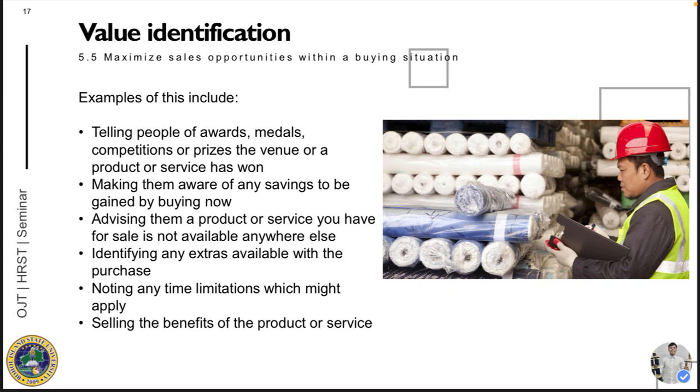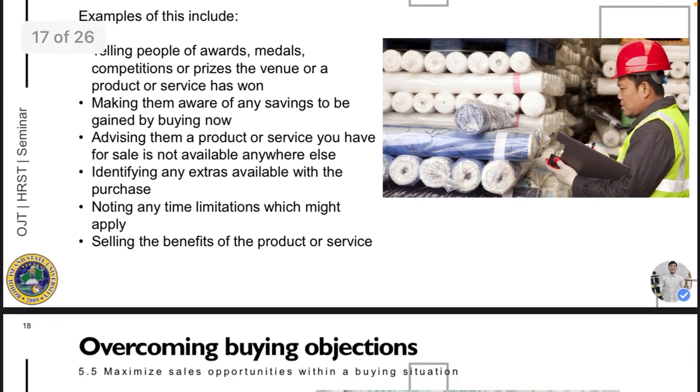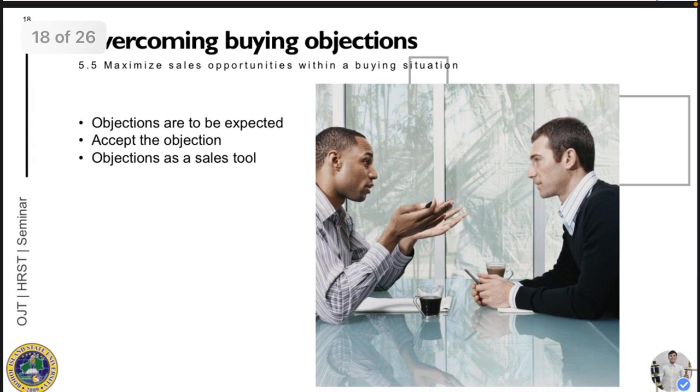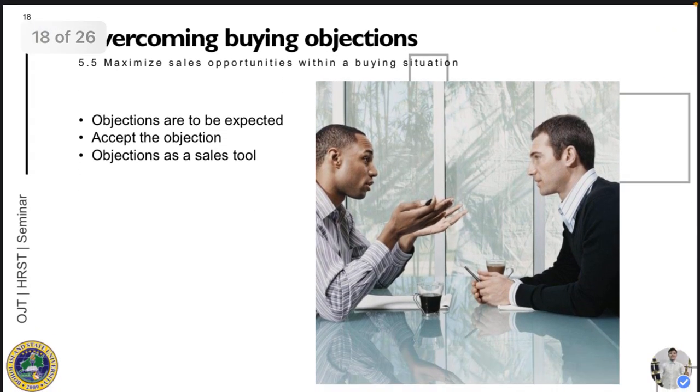Also, identifying any extras available with the purchase. Noting any time limitations which might apply. And lastly, selling the benefit of the product or service. Okay, that is value identification. And also, overcoming buying objections. This is one of the very important topics.